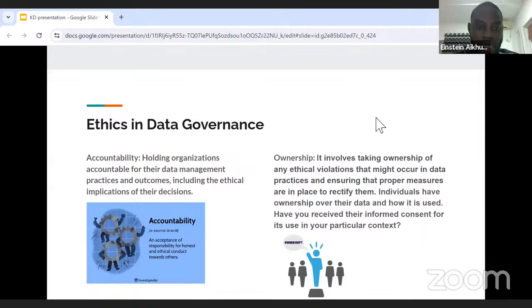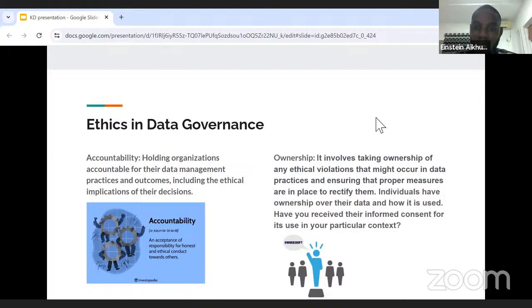The next ethic in data governance is accountability: holding organizations accountable for their data management practices and outcomes, including the ethical implications of their decisions. Like the example I gave earlier for the iWatch, the other guy's heartbeat is not detected because there's a bias towards white people not being able to use the heart detector function in the iWatch. In good ethical data governance, we are supposed to hold that company accountable for putting in biased practices and bringing out biased outcomes in the data governance system.